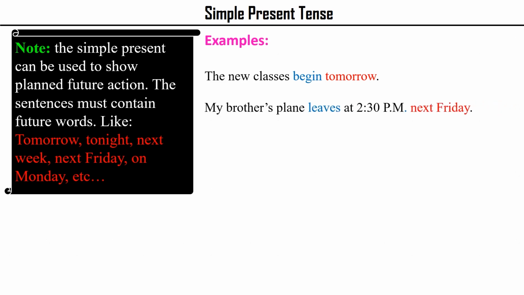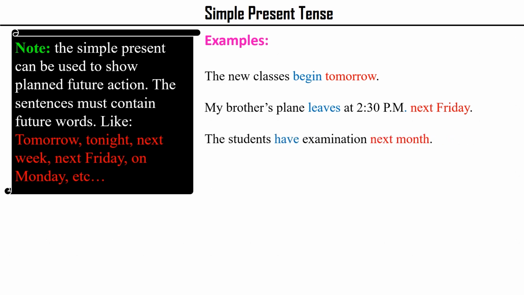My brother's plane leaves at 2:30 p.m. next Friday. Here, next Friday is a future time. In this sentence, the simple present tense is used to show planned future action. Next Friday is a future time expression.